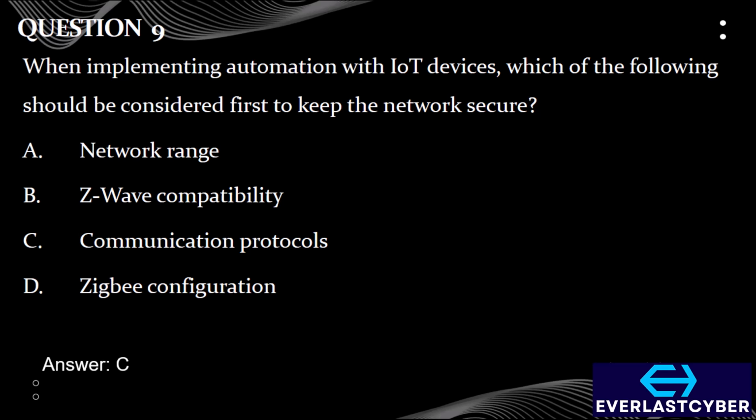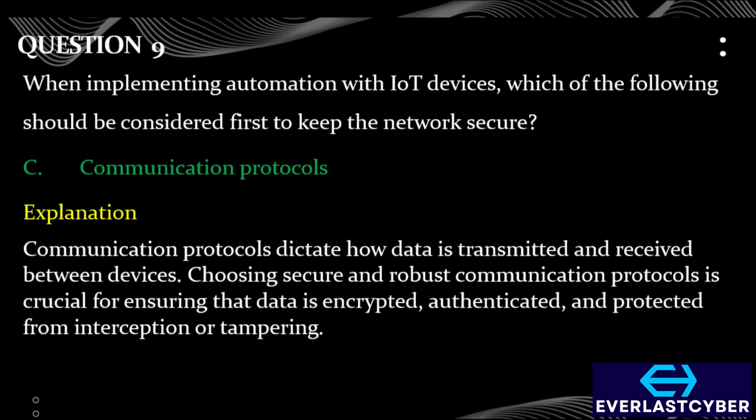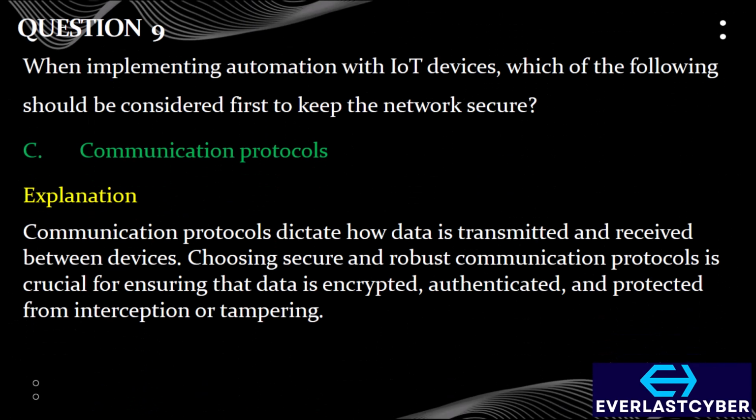While network range, Z-Wave and ZigBee are important factors for setting up an Internet of Things network, they primarily affect performance and interoperability rather than security directly. So that's why we're going with option C, communication protocols. Choosing a secure and robust communication protocol is important for ensuring that data is encrypted, authenticated, and protected from interception or tampering.